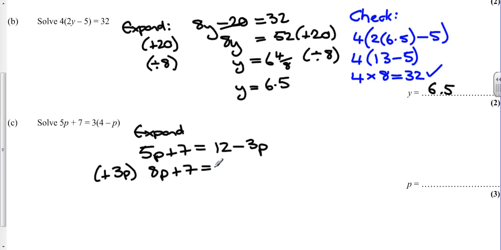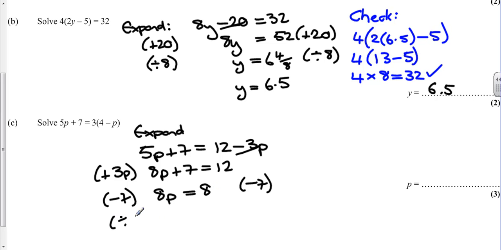The numbers won't change, 7 and 12, because we haven't done anything to the numbers. We're only dealing with the p terms. And if we add on 3p to this side, then that goes away. If we then take away 7 from both sides, that leaves us with 8, and dividing both sides by 8 means that p is equal to 1.